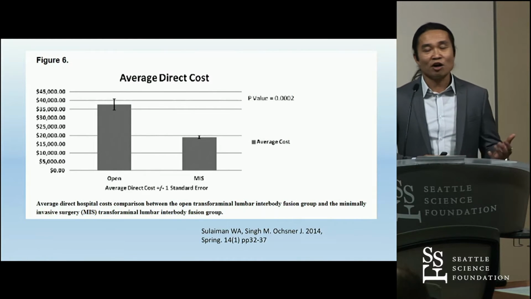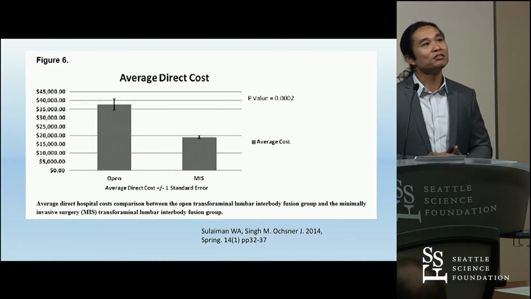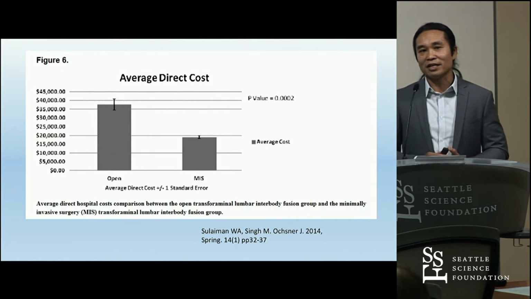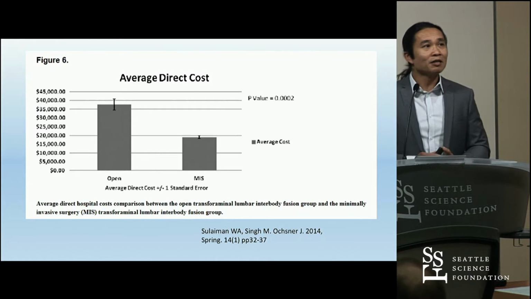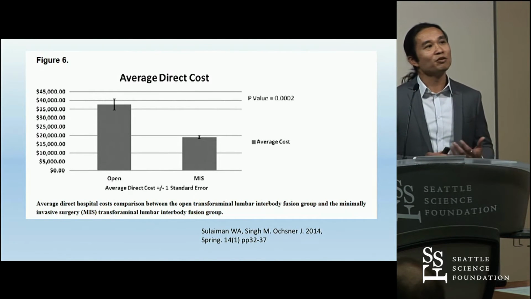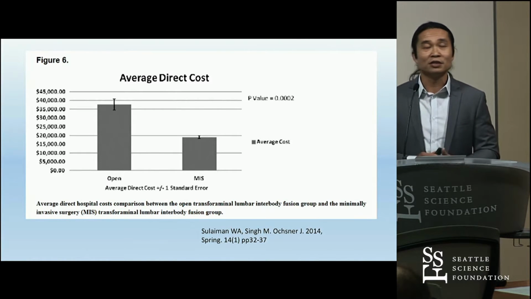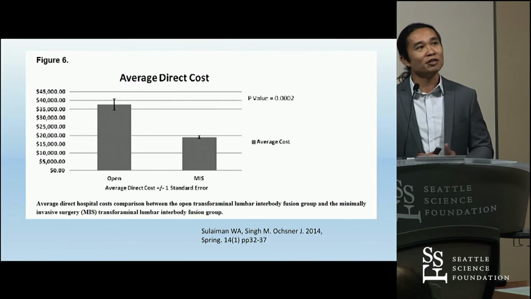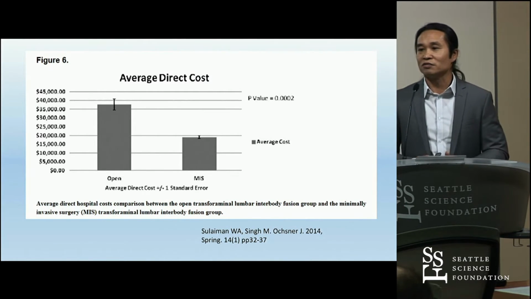Some of the direct costs to the hospitals were also mentioned, open versus MIS, and before we were talking about navigation versus not navigation. But this is a group out of New Orleans talking about the direct cost to the hospital of MIS techniques versus open techniques. And you can clearly see a huge difference between the average cost of these procedures.